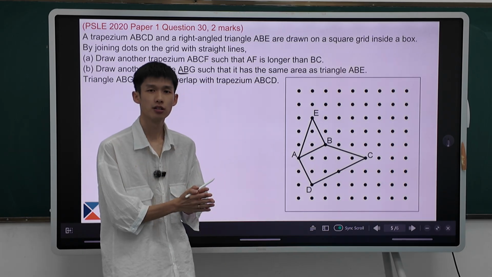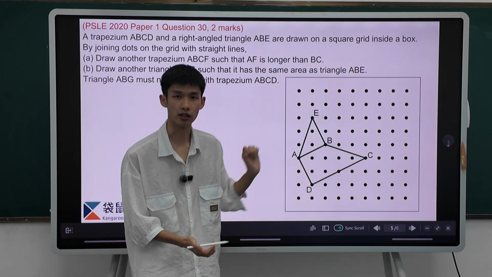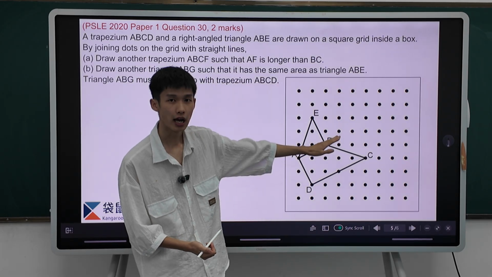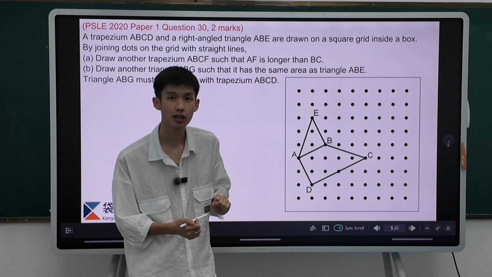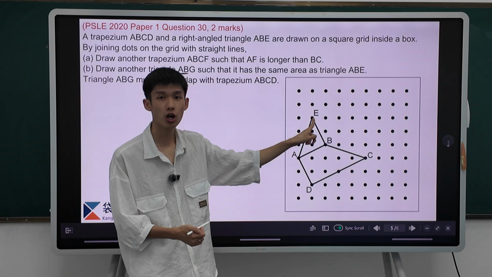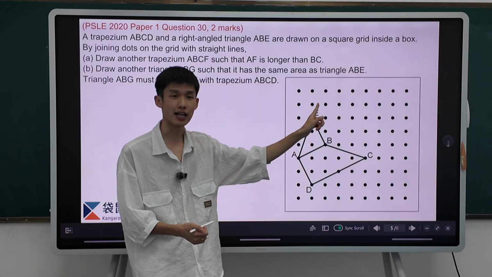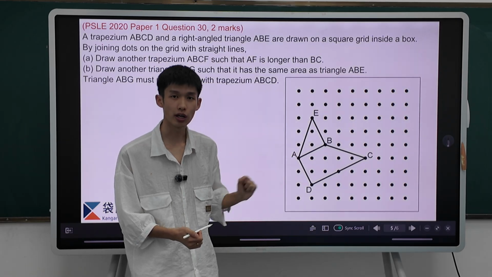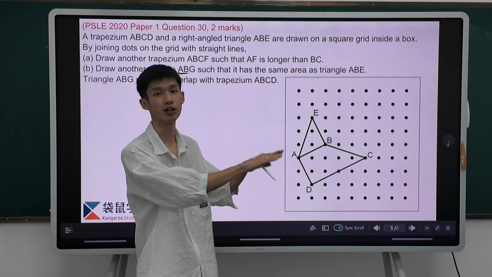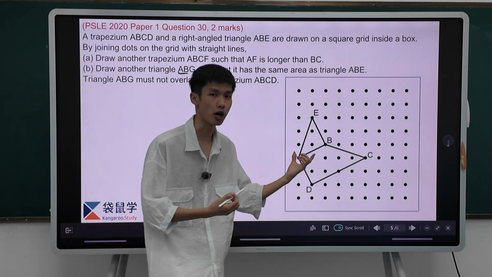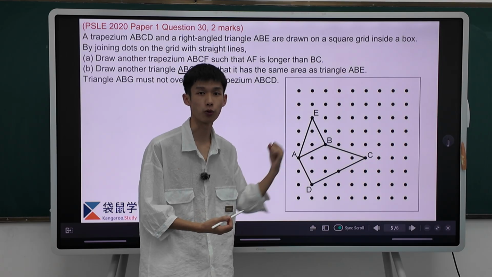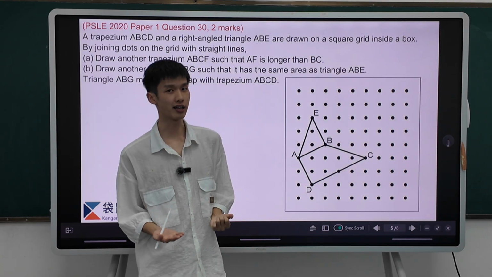So the problem is, the base should be which one? The base should be AB, and the tip will be which one? If the base is AB, the tip will be the E point. But if I need to draw another tip that is the same area, so another tip should be in what kind of lines? Yes, in a parallel line. So in this case, we need to draw a line parallel to AB and starting from the E point. Again, how to draw parallel lines?